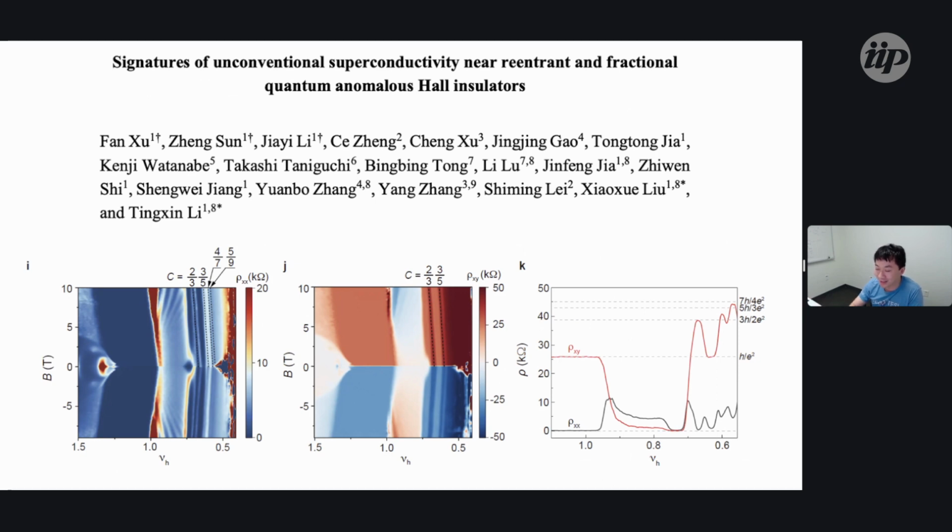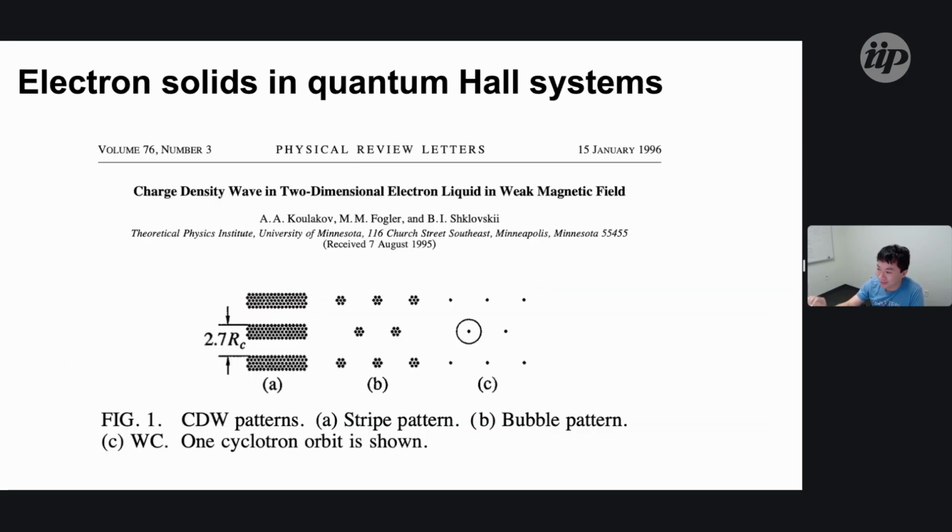But suffice to say that there is lots of interesting activity in the community that involves the concept of unconventional superconductor and electron solid. Just for completeness, before I go into more data, let me just show that this is the original proposal by these authors, Boris Shklovsky. And their understanding is that if you take into account Coulomb interaction in the Landau level, there could be quite a few different types of electronic solid. Apart from the bubble. Yeah.